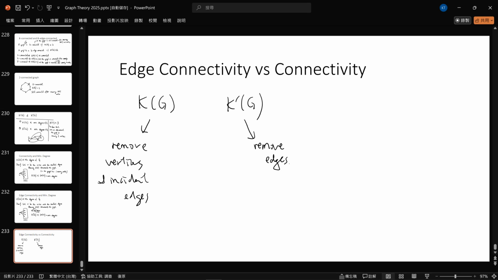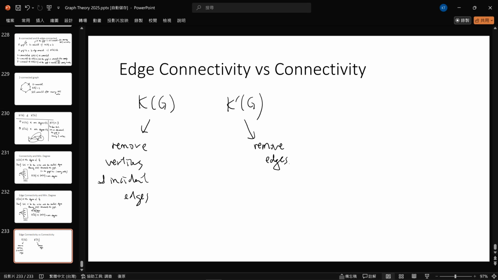we consider kappa G, we remove vertices along with their incident edges. So by removing a vertex, I also remove more edges, okay? But when we consider kappa prime G, we can only remove edges. All the vertices are still there, okay? So we do not decrease the number of vertices, okay?